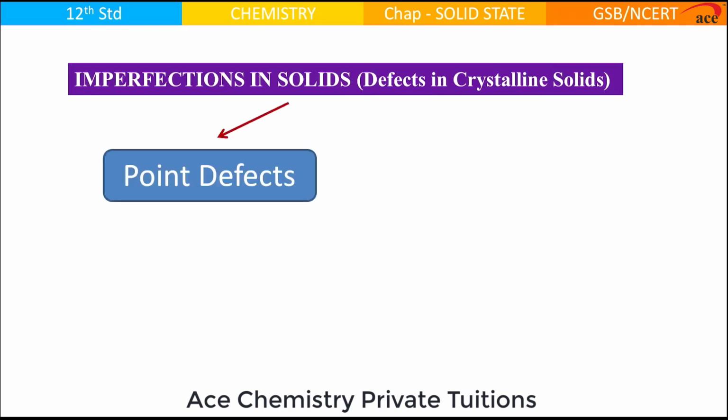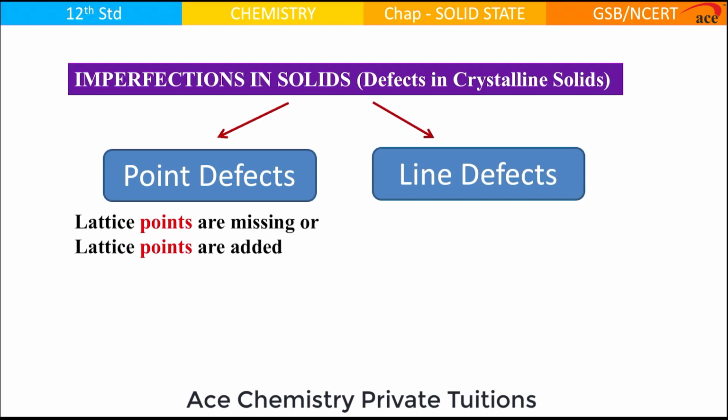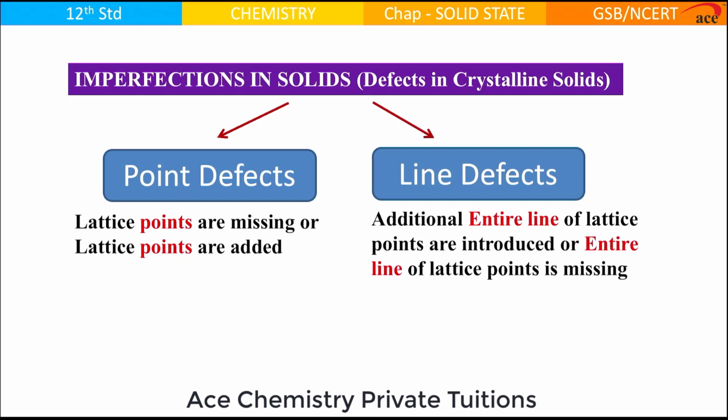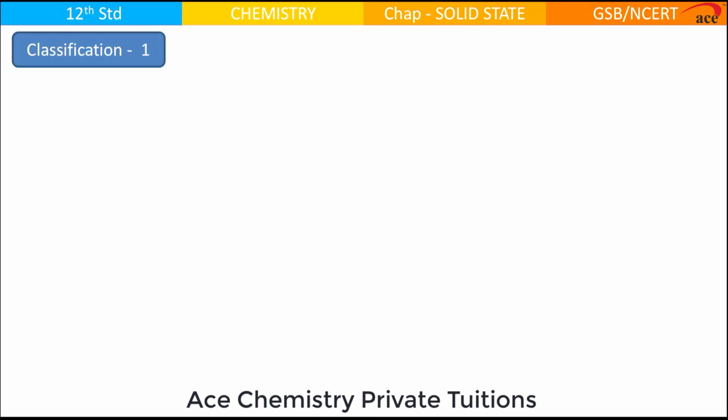First type, point defects. Right from the name, point defect, that means a lattice point is missing or a lattice point is added. The next one is called line defects. From the name, line defect, that means an entire line of lattice points is added or an entire line of lattice points is missing. Our main syllabus is based only on point defects. So, everything beyond this will be based only on point defects, and our curriculum does not involve line defects. After this we will never learn anything about line defects. Everything will be about point defects.